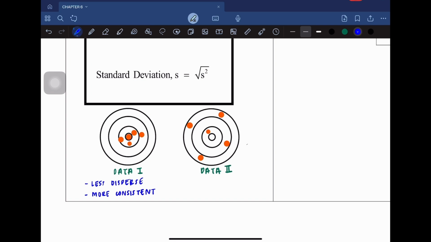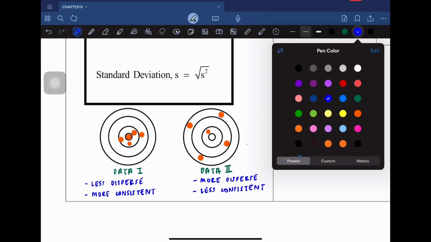Okay, so berbeza dengan data 2, awak lebih boleh tengok that tembakan saya sangat jauh to each other. Sekejap sini, sekejap ujung sana, sekejap ujung sana. So meaning that here my data is more dispersed. Lagi bervariasi, lagi berselerak. More dispersed, and meaning that it is also less consistent. So these are the two differences between the two sets of data.